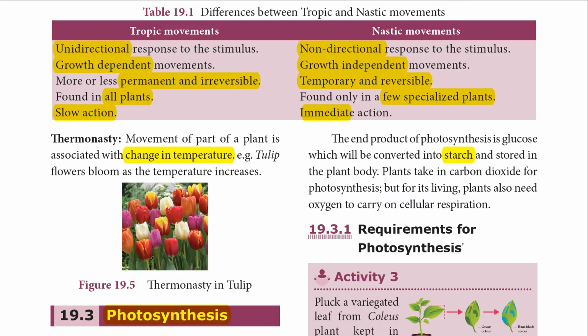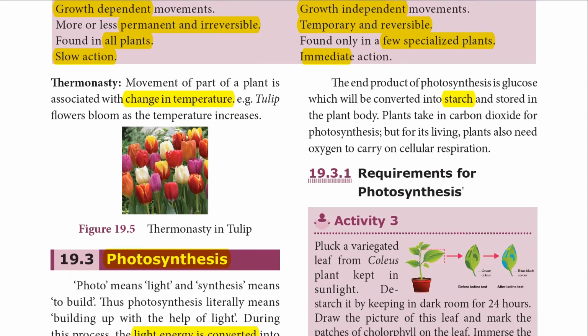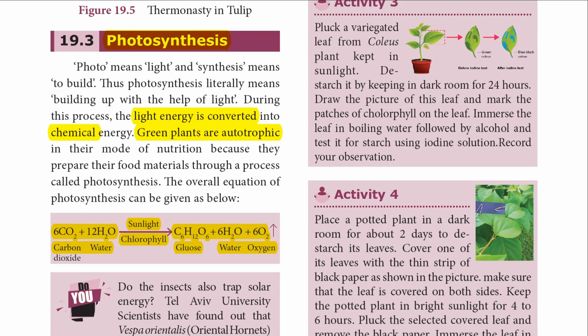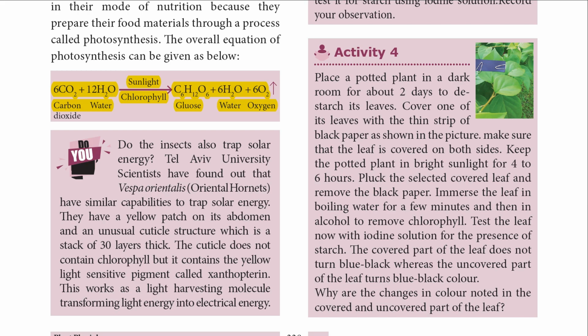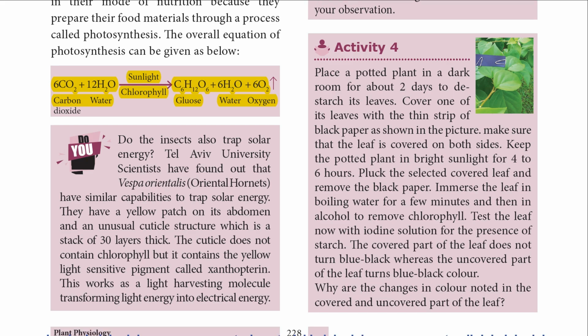The end product of photosynthesis is glucose, which will be converted into starch and stored in the plant parts. So plants take in carbon dioxide for photosynthesis, but for respiration they have to take in oxygen. Some insects also trap solar energy. This was found by Tel Aviv University scientists. Insects like Vespa orientalis can trap solar energy through yellow patches present in their abdomen. These patches have a special light sensitive yellow pigment called xanthopterin. These pigments can harvest the light energy and transform it into electrical energy, that is this Vespa orientalis.